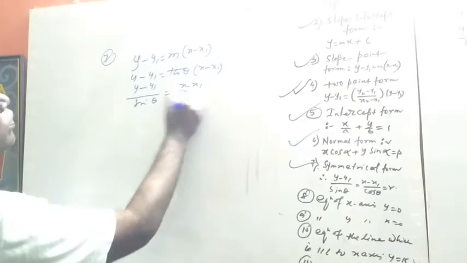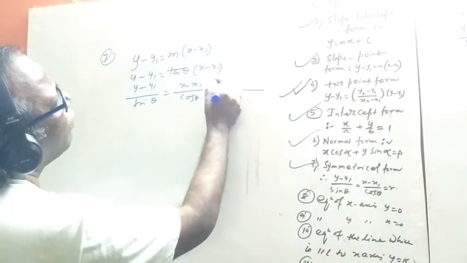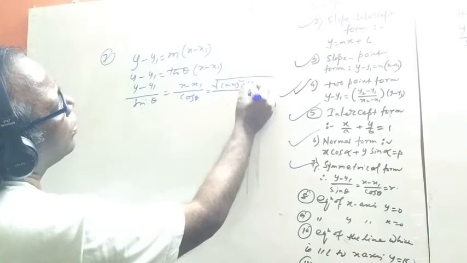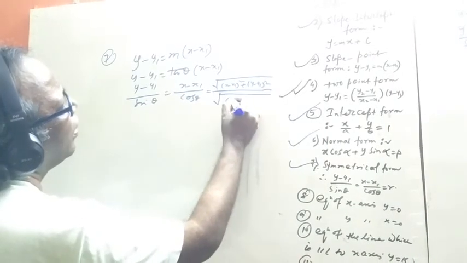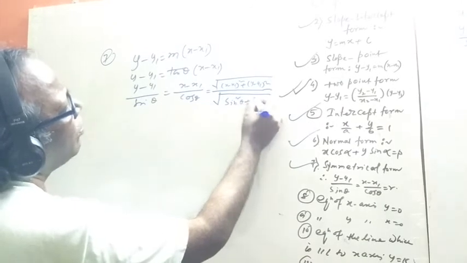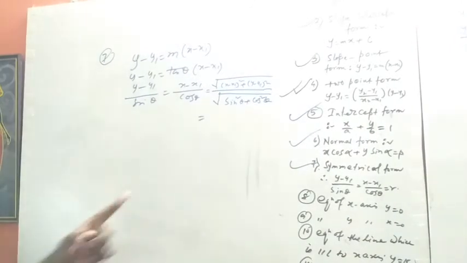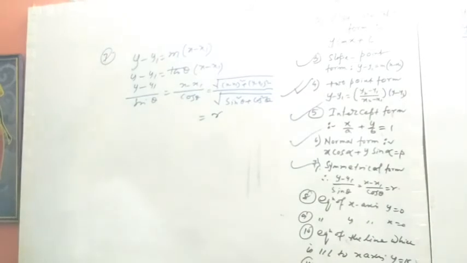x minus x1 by cos theta, and that will be root over of x minus x1 whole square plus y minus y1 whole square, and root over of sin square theta plus cos square theta. And this is the distance between two points, a variable point x, y and x1, y1. And that is denoted by r.